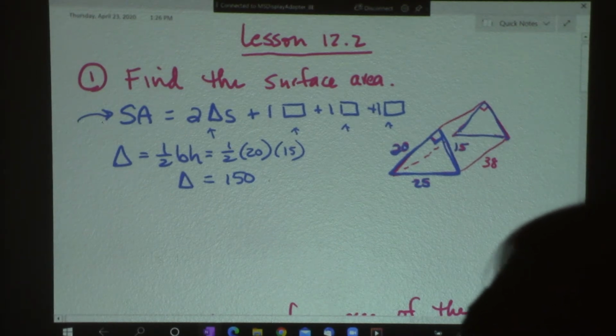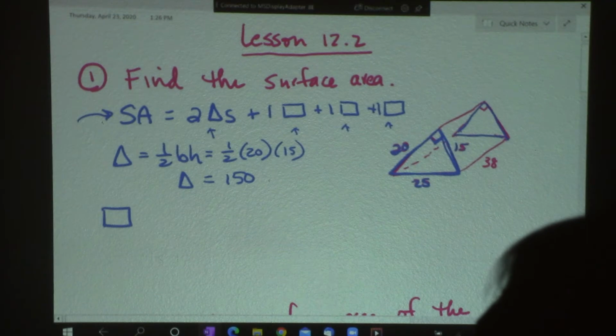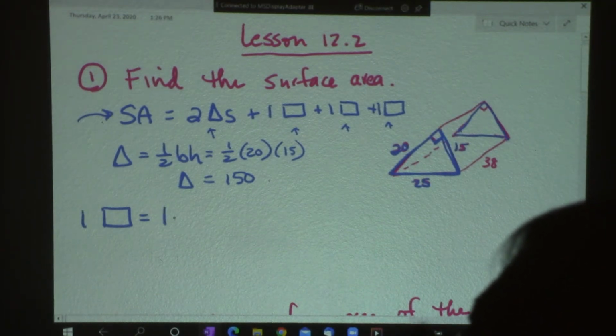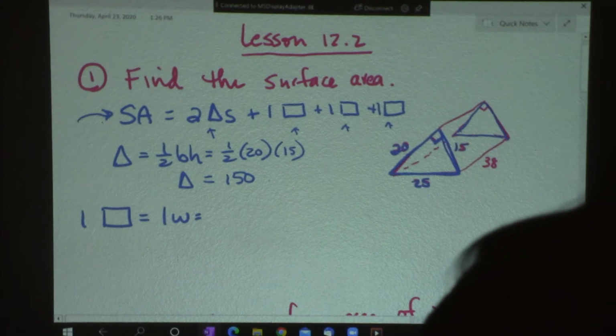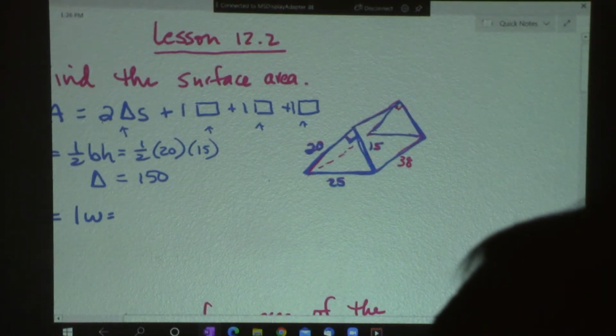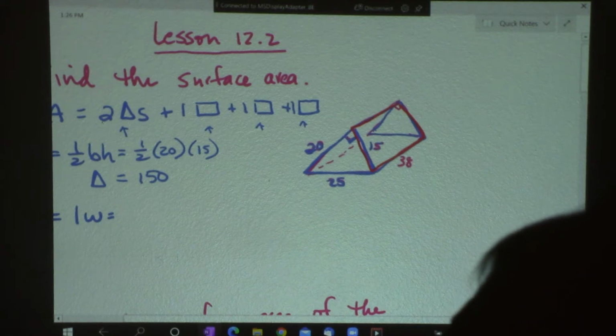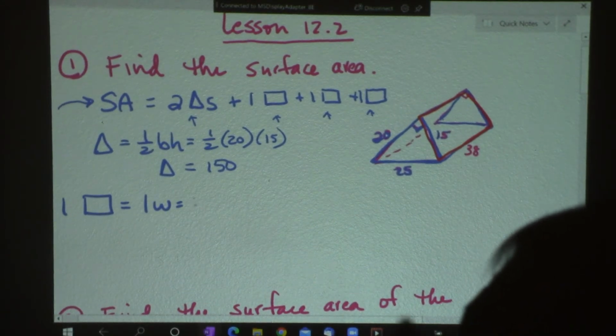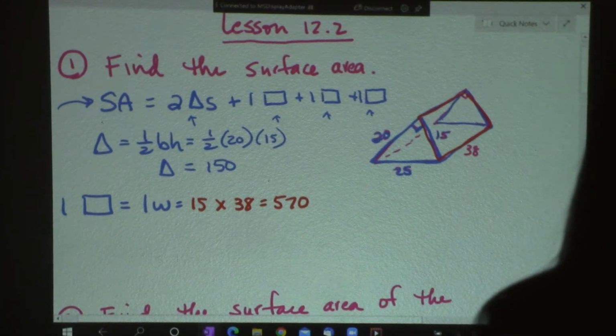Okay? Now the first rectangle, I have one on each side, remember? So that's going to be length times width. So let's start with the one that's over here on the right side. So I've got this one right here. I'm going to change colors real quick so you can see which one it is. It's right here. Okay? So that would be 15 times 38. And when I work that out, that is 570.